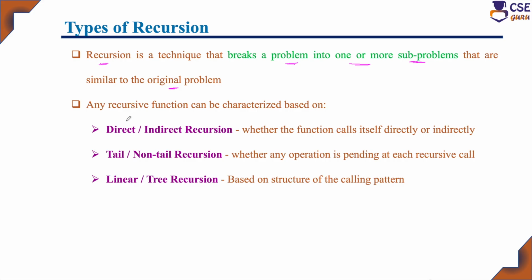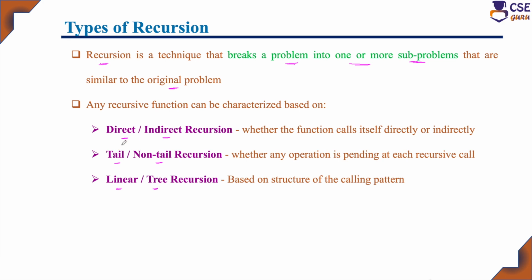Any recursive function falls into three main categories. It may be a direct recursion or indirect recursion, or it may be a tailed recursion or non-tailed recursion, or it may be a linear recursion or non-linear, otherwise called a tree recursion.